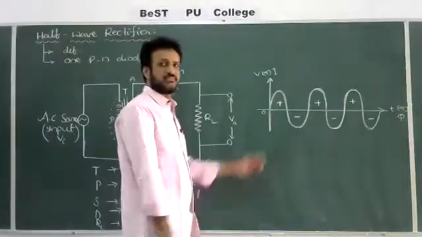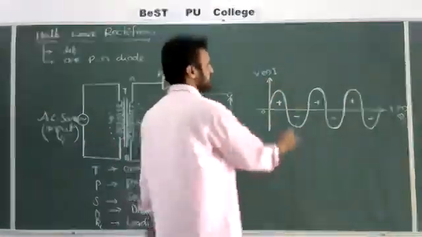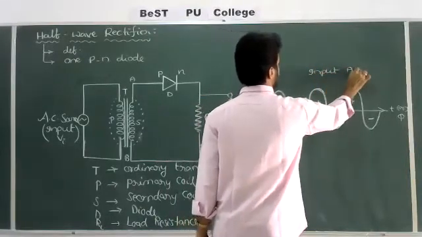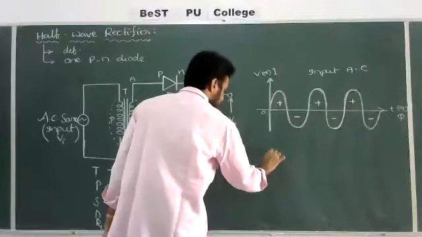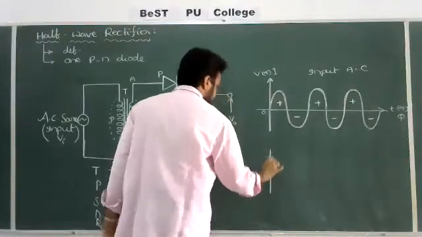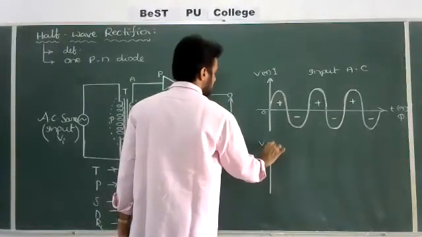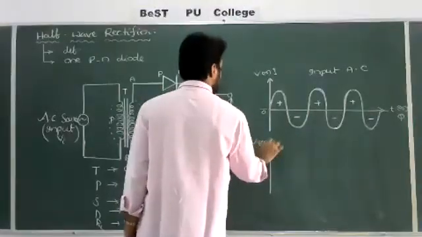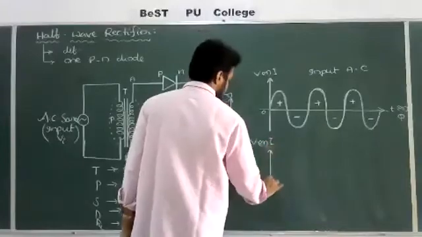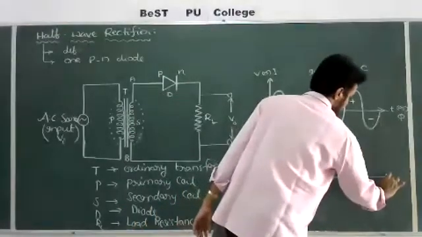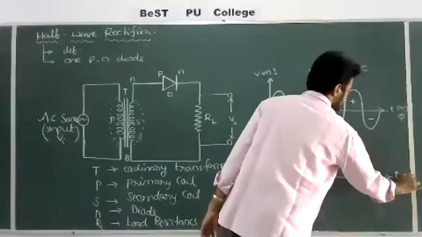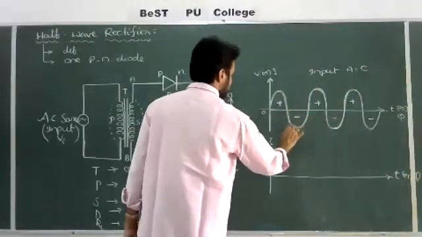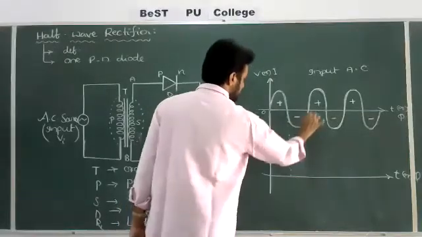But our aim is to convert this AC into DC. So this can be called input alternating current, AC. Now I will draw the graph for output DC. Here also either voltage or current, V or I, will be taken on the y-axis. And in the same way either time or phase angle will be taken on the x-axis. So here we have to check how the current will be changed, how AC will be converted into DC.